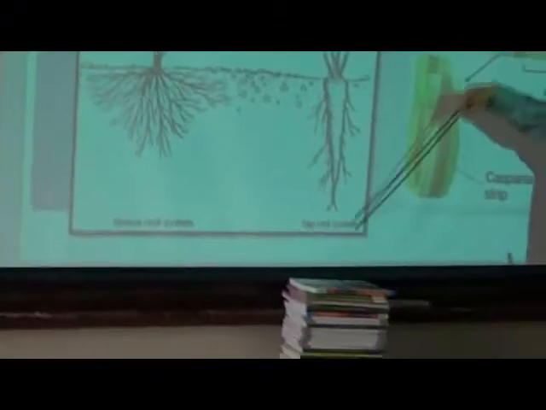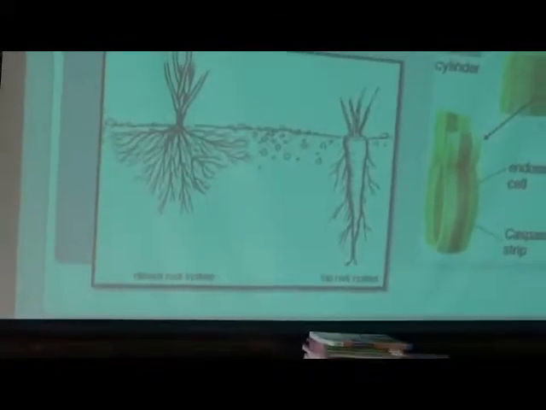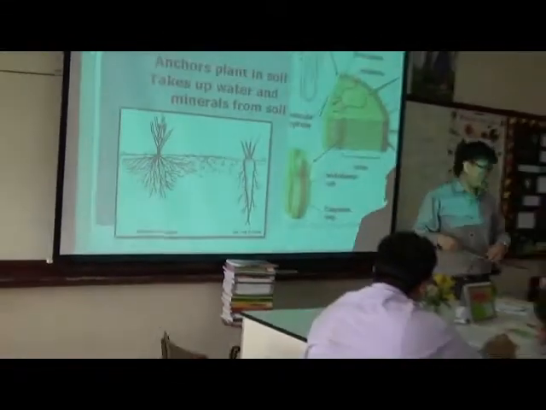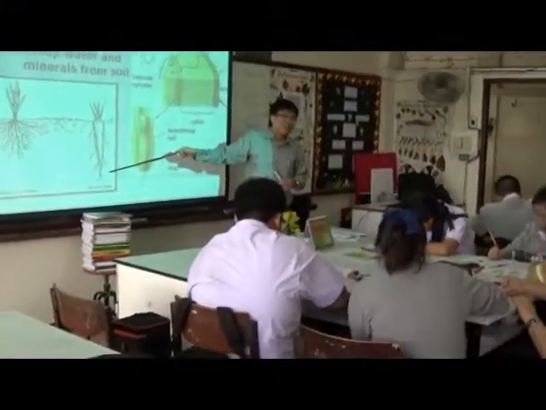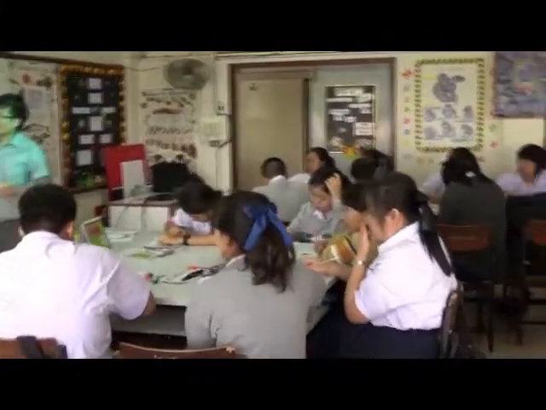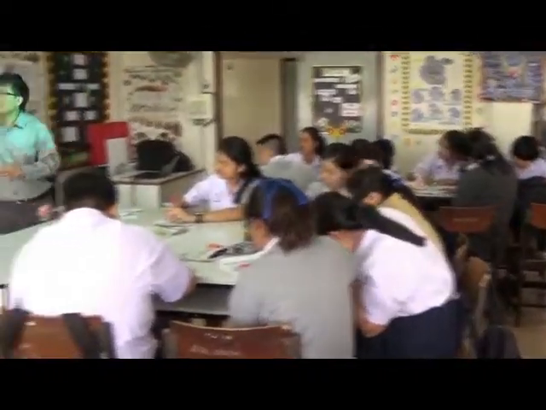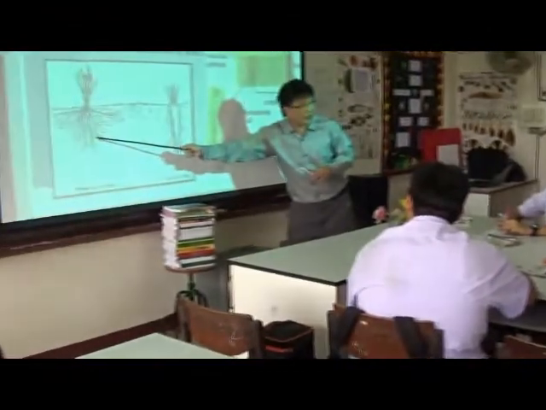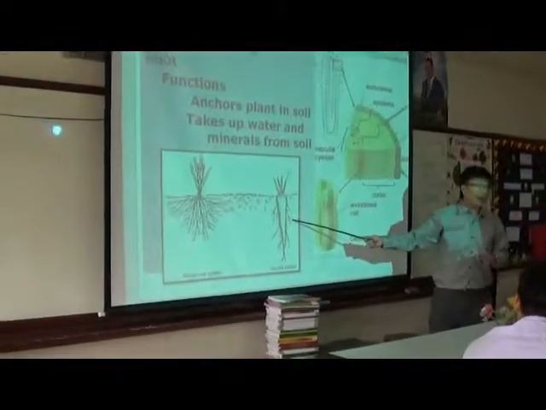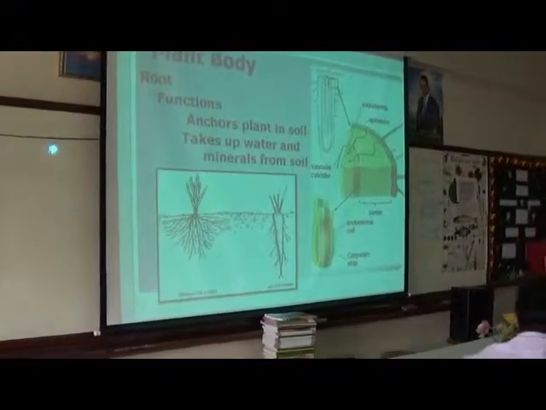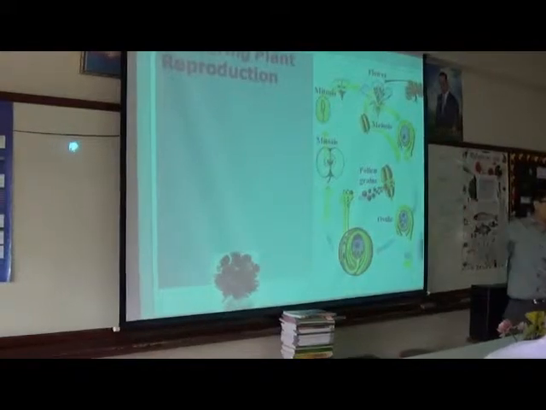And the taproot is found in dicot. That's right. Dicot has a long root that is called tap root. Okay? This slide shows you the fibrous root in monocot and the tap root in dicot. Okay, the dicot. The next one is the flower and fruit.